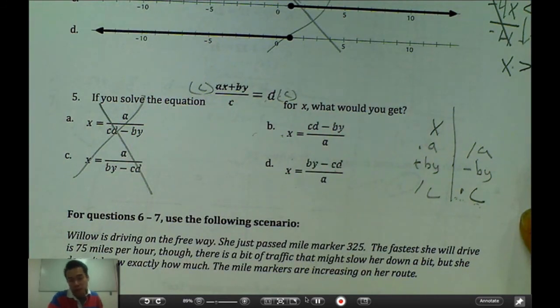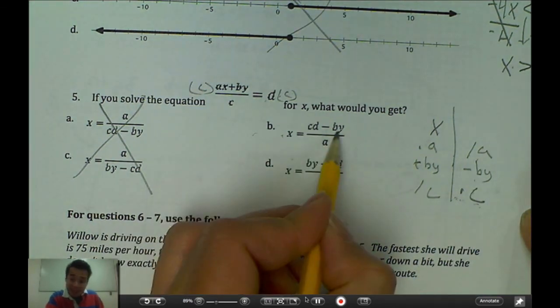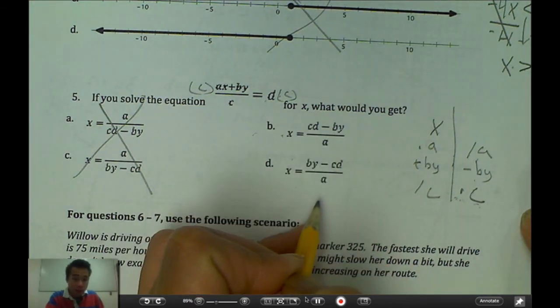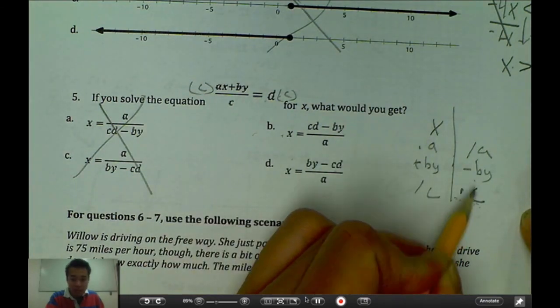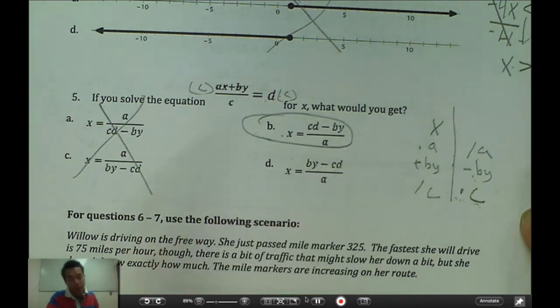Okay, general rules you have: it goes in alphabetical order. After I do that, I subtract by, or negative by. So the only possible combination with multiply C with D or D with C and a negative by is that one.